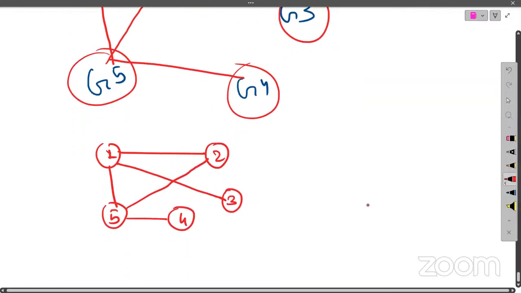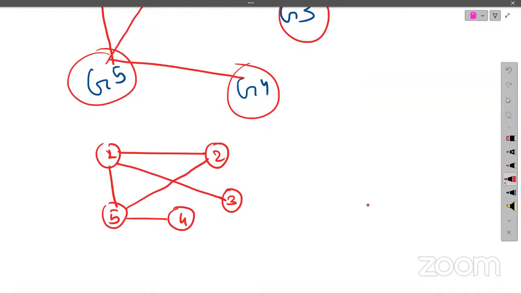And here every vertex is a dance group. If we have an intersection in any two dance groups, we are drawing an edge between them. So suppose there is one member here. Let's name it Ram. Suppose Ram is a member of 1. Then Ram is also a member of 2, 3, and 5. So that means Ram is a member of these 4 groups. So at least one intersection is there.